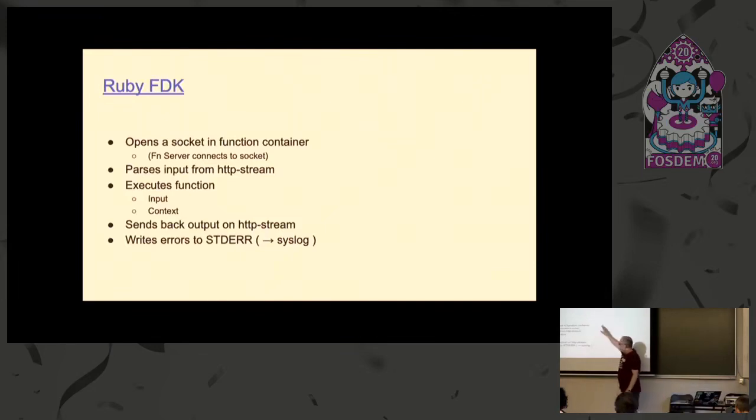So what happens, all the FDKs work pretty much the same way. The container comes up, the FDK opens a socket, the FN service connects to the socket, and then we pass in the input. It's passed as HTTP over the sockets, which we call HTTP stream. We execute the function, giving it the input and the context, and write the output right back on HTTP stream. Errors are written to standard error, which then goes to syslog.